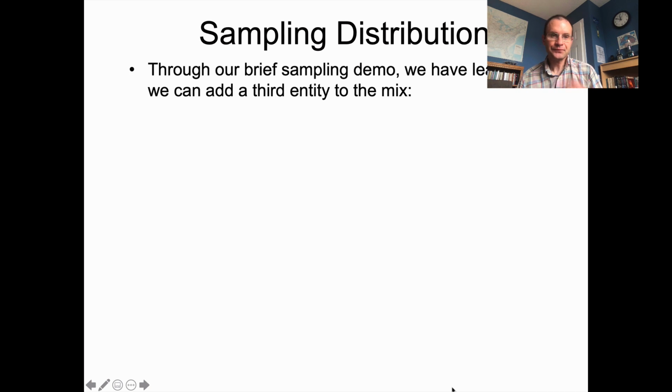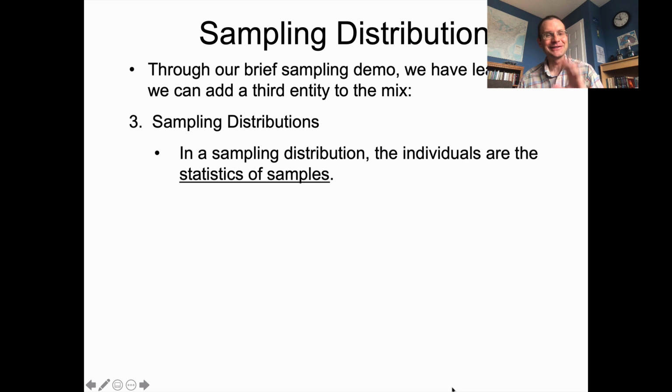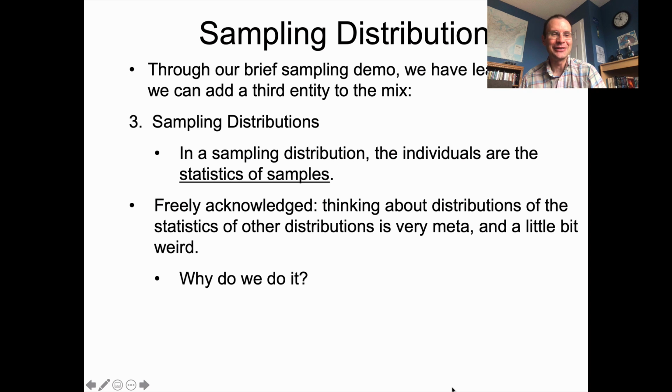So we've also learned through our brief sampling demo in the first part of this lecture that we can add a third entity to this distinction. And once we get to the third part, things get a little more complicated, but also more interesting. So the third entity is what I'm going to call sampling distributions. And in a sampling distribution, the individuals are the statistics of samples. Again, I tripped over that when I was saying it, so I'll say it again. The individuals are the statistics of samples. A lot of S's in there.